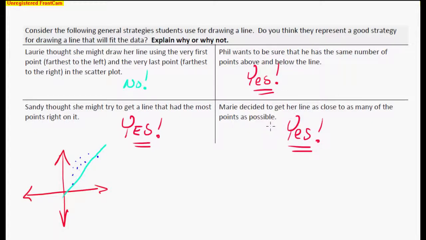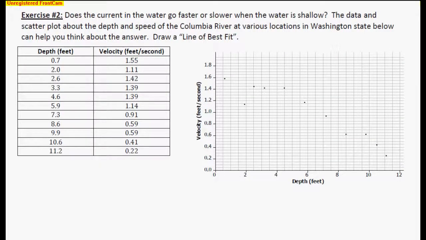All right. We have one more example to do. Let me clear the deck here and get that one up on the screen. All right, so here is what I called exercise 2. It really is exercise 3 because we had those questions in the middle there. But here's another exercise where we've already graphed the data from this table, and this is the speed of the river in relation to how deep it is. All right, and this is actual data from the Columbia River in Washington State.